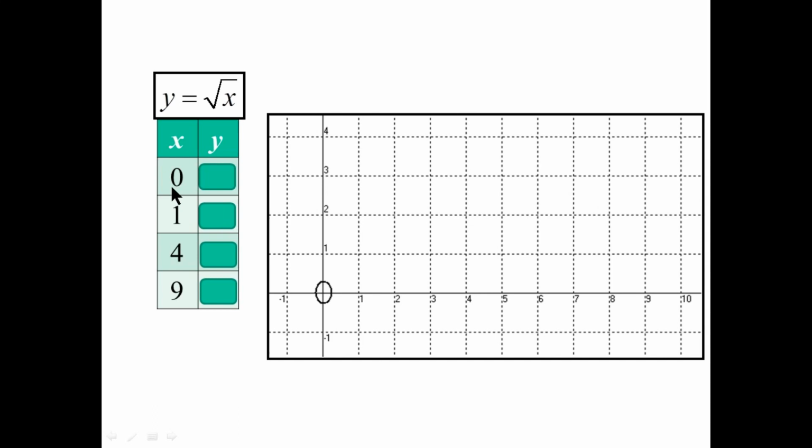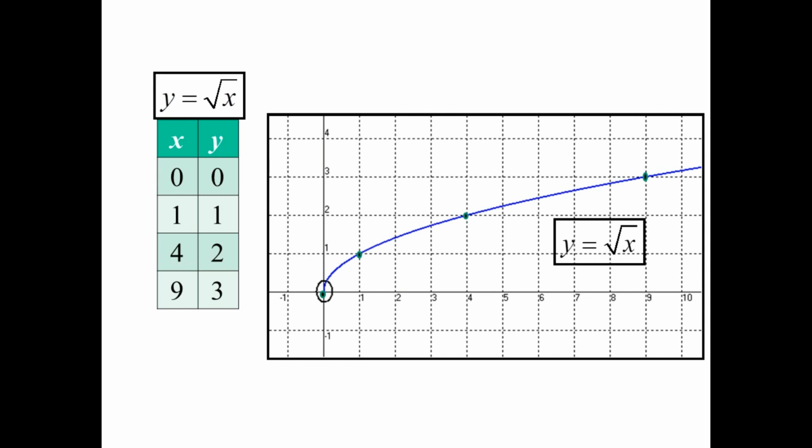If x is 0, y is the square root of that. If x is 1, y is the square root of that. If x is 4, y is the square root of that. If x is 9, y is the square root of that. These points are put on the grid: (0, 0), (1, 1), (4, 2), (9, 3), joined together, and it's half a parabola that opens to the right. Y equals root x. A half a parabola that opens to the right must have a vertex.